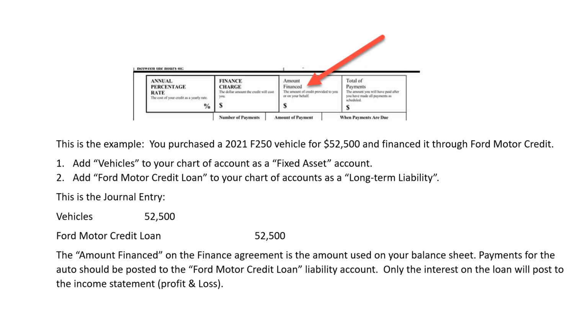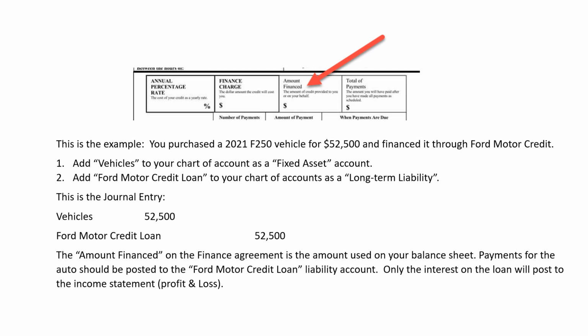And this is the general journal entry here on the screen. We're going to debit vehicles for $52,500. We're going to credit Ford Motor Credit loan for $52,500. The amount financed on the finance agreement that the red arrow is pointing to is the amount that you want to use on your balance sheet.